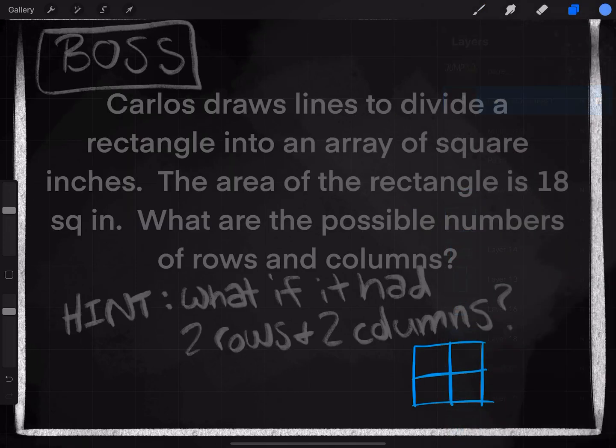Here is our mini boss question. Carlos draws lines to divide a rectangle into an array of square inches. An array is like this blue square at the bottom. The area of the rectangle is 18 square inches. What are the possible numbers of rows and columns? My hint at the bottom: what if it had 2 rows and 2 columns? It would look like that square.